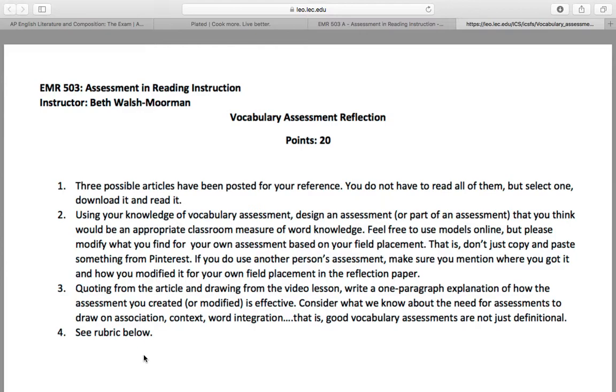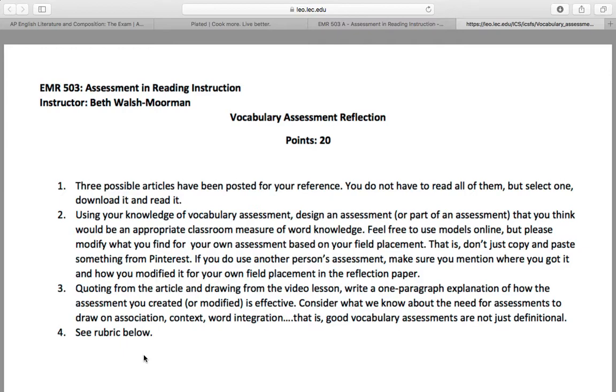I am fine with you finding models online. There are some really creative teachers out there. The only thing I would ask that you do is that you modify it so that it is specific. So let's say you find a really good assessment or a vocabulary activity that you would then turn and create an assessment off of. That would be fine, but modify it for your specific situations. So maybe you have an upcoming unit on the solar system. Use it to identify vocabulary words from a text that they're going to be reading, something like that.